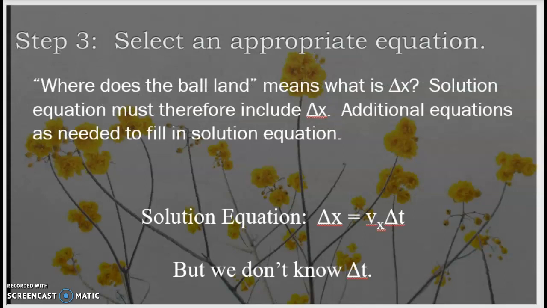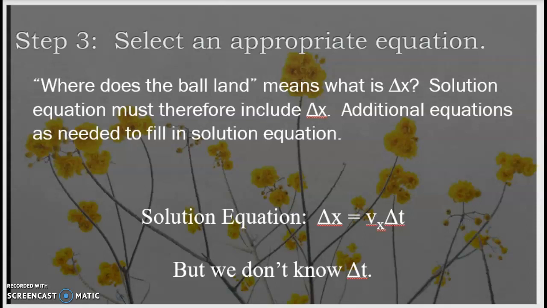So step 3, we're going to select an appropriate equation. The question asks you, where does the ball land? That means, what is delta x? The solution equation must therefore include a delta x. So when we look through our equations, we've got 4 of them. The one that we would choose is delta x equals Vx delta t, because we know that the velocity in the horizontal is not changing. So that's the easiest equation for us to use.